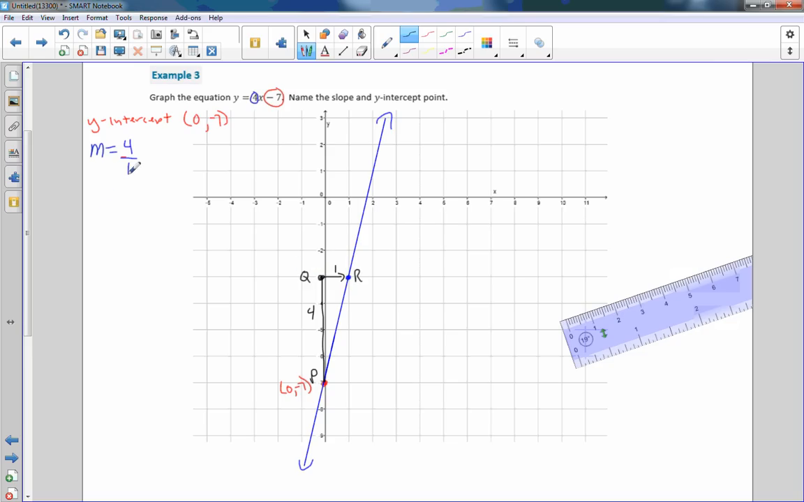So my slope, I'll just do this one more time, is the distance of PQ divided by the distance of QR, which equals 4 over 1, which equals 4. And that is the number right there. Okay.